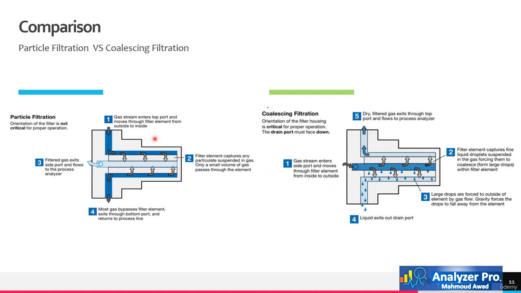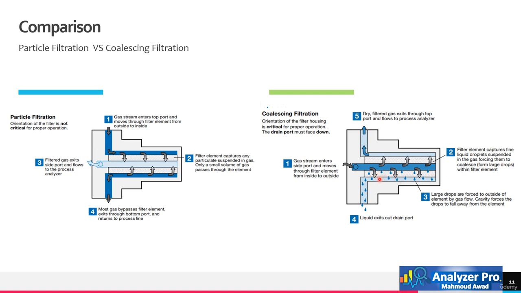In particulate filtration, the gas stream enters the top port and moves through the filter element from outside to inside. While in a coalescing filter, the gas stream enters the side port and moves through the filter element from inside to outside. Third is the function of the filter element. In particulate filtration, the filter element captures any particulate suspended in gas, and only a small volume of gas passes through the element. While in a coalescing filter, the filter element captures fine liquid droplets suspended in the gas, forcing them to coalesce or form large drops within the filter element.